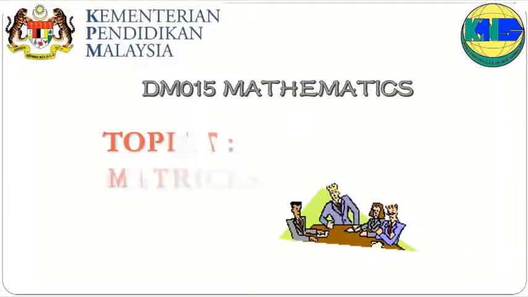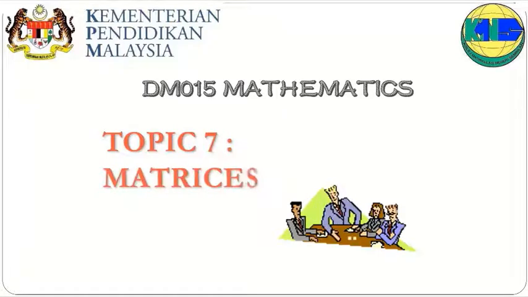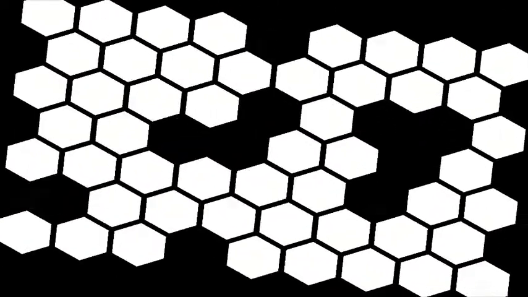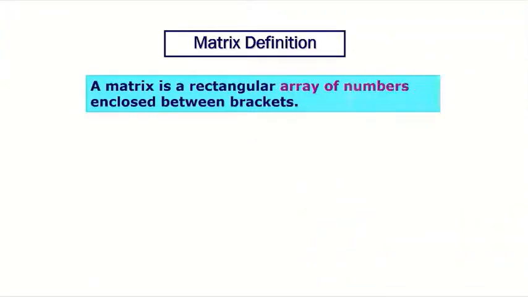DM015 Mathematics. Topic 7. Matrices. Okay, what is a matrix? A matrix is a rectangular array of numbers enclosed between brackets. So we can use normal brackets or maybe square brackets to represent a matrix.